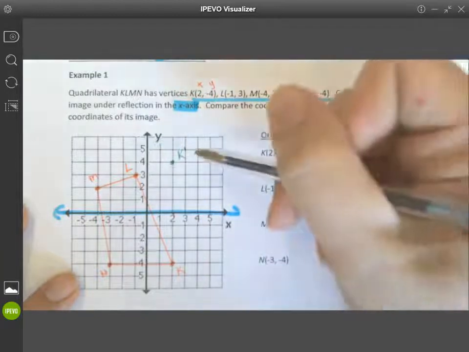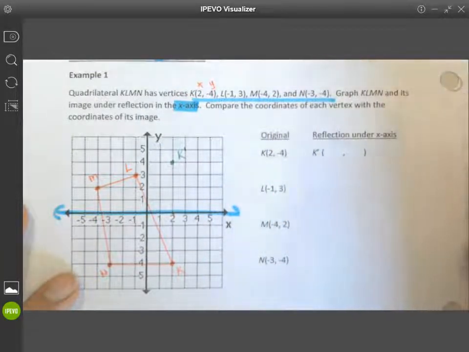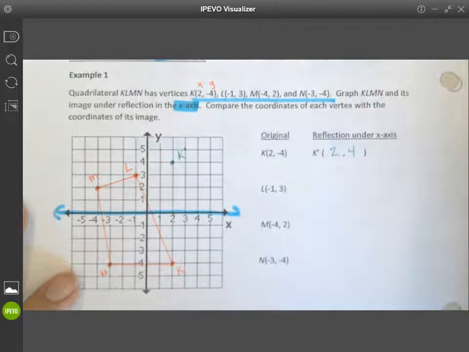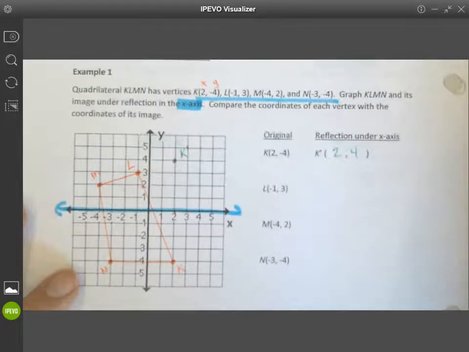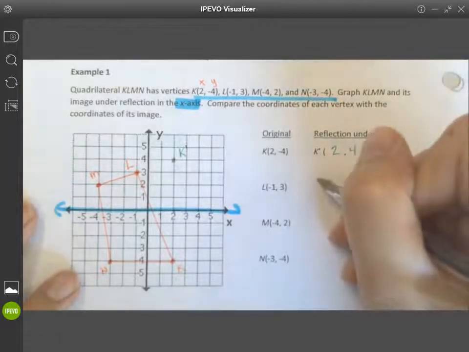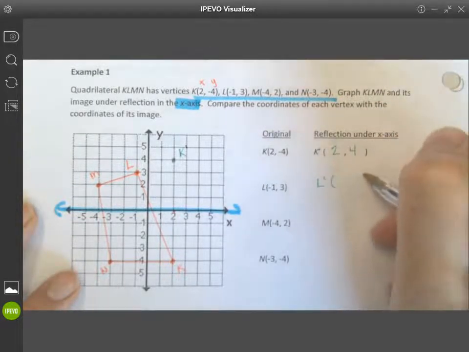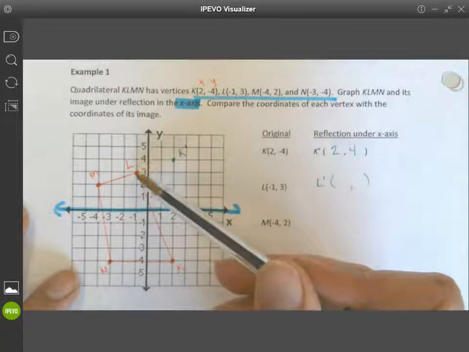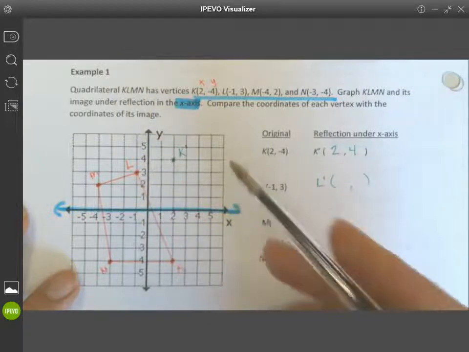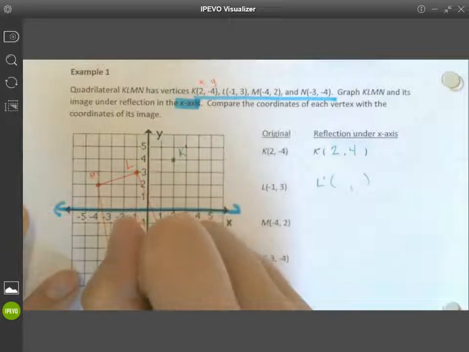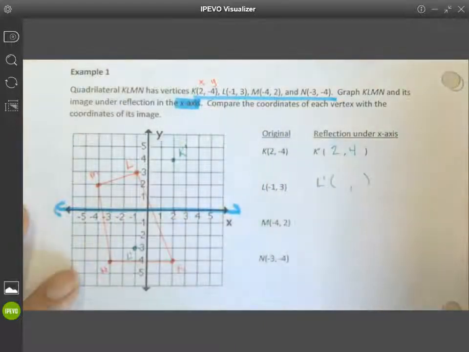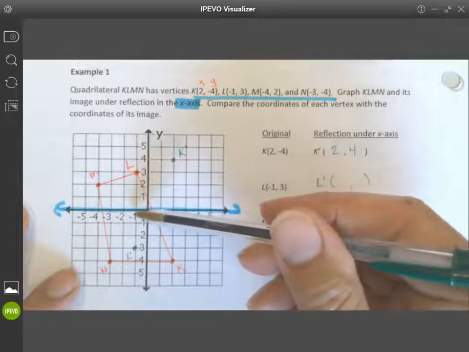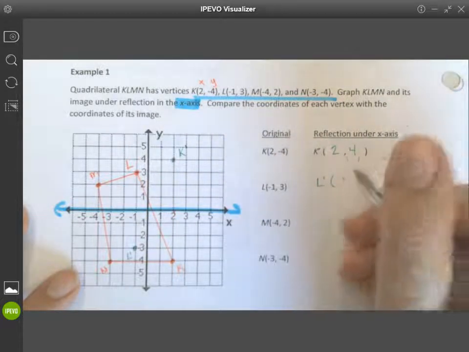So make sure you have a K with a little apostrophe. And what is that ordered pair? 2, 4. Can you see that okay? All right, now that I've got K prime done, I'm going to label this L prime and make my new ordered pair. All right, so L is above my x-axis, so I'm going to reflect it below. So go 1, 2, 3, go 3 below, and label that L prime. All right, what is L prime? -1, -3.